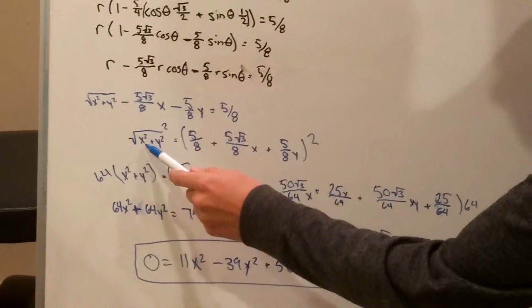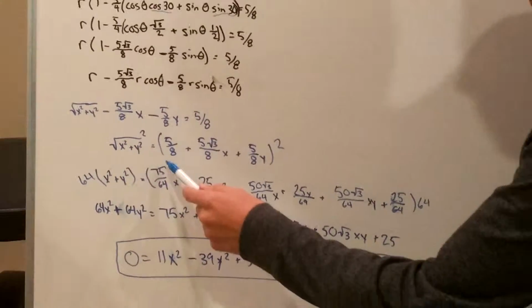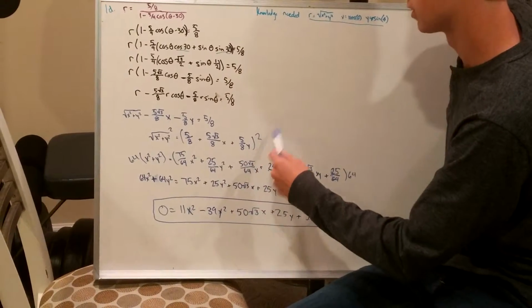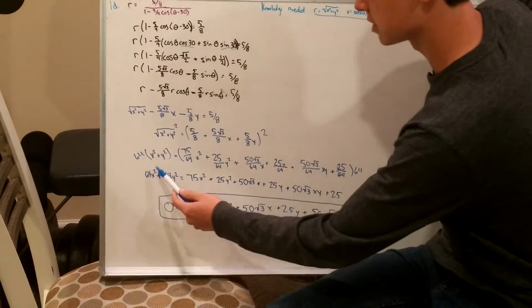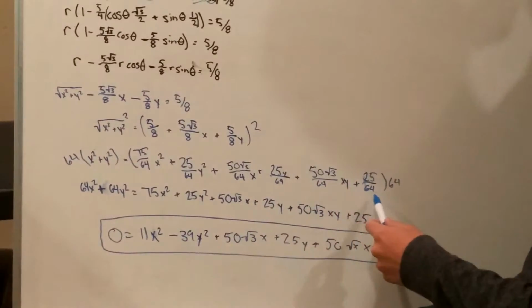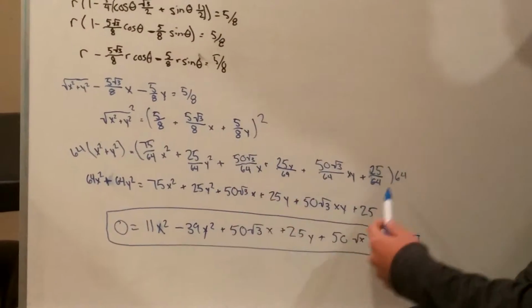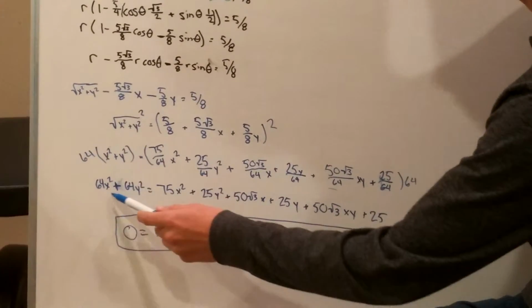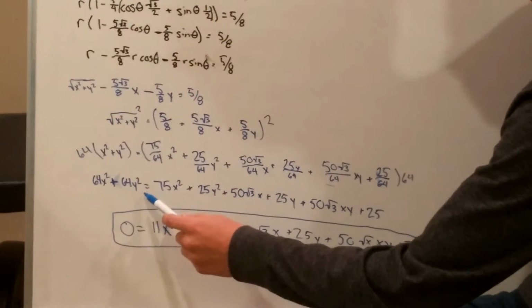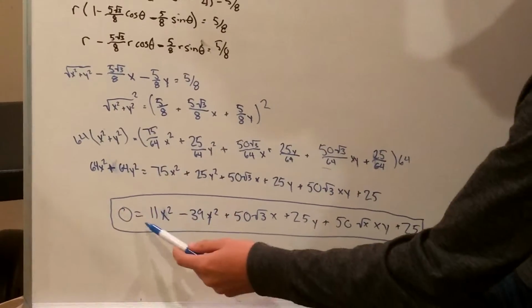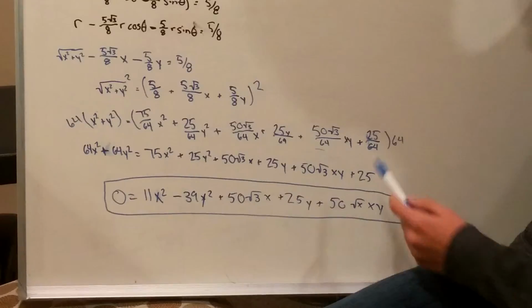And we're going to get the square root of x squared plus y squared equals this long trinomial. We're going to square that, and this is going to give us this long formula. And for simplicity's sake, we're going to multiply by 64 to cancel out all these denominators. So that gives us 64x squared plus 64y squared equals this. Simply subtract x squared and y squared, and that's our final form.